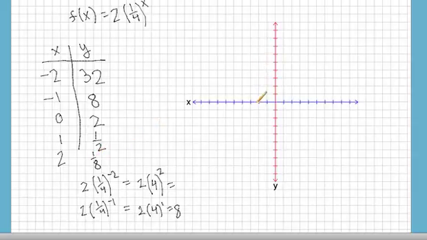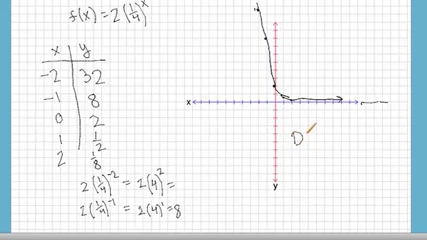So for -2, 32, we'll just say is up here, even though our graph doesn't get to it. -1, 8 is over here. Then 0, 2 is right here. 1, 1/2 is right there. And 2, 1/8. So this graph in general looks like this. And it never touches the x-axis.